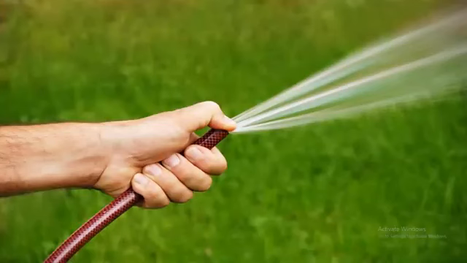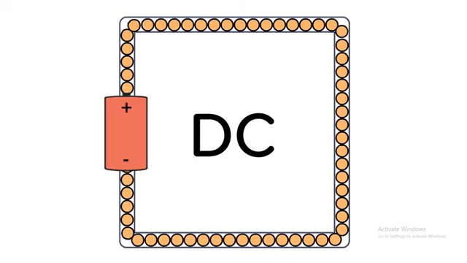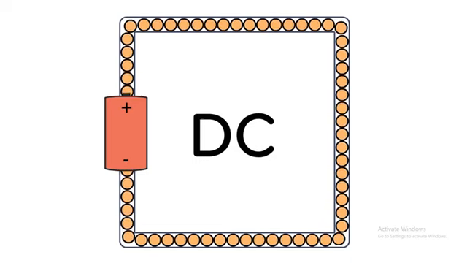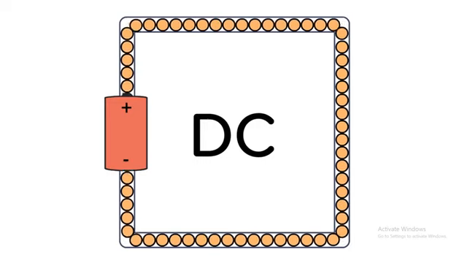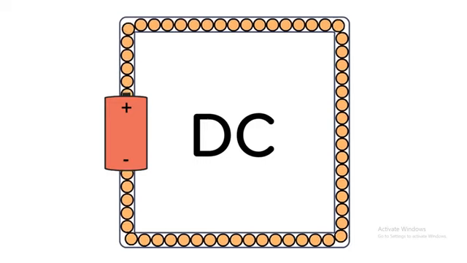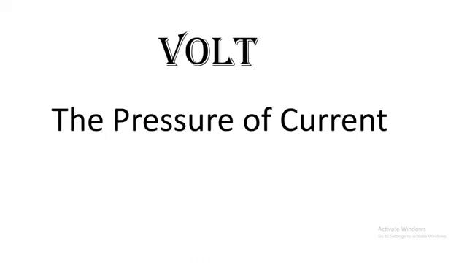You can see here when the water is flowing through a pipe and you keep a finger on the tip of the pipe, the water comes out under pressure. So here the pressure is called voltage. In electronics language, the pressure of these charges is called voltage. You can see here the electrons are flowing from the positive to the negative side. So the pressure of the electrons or the charges is called volt, the pressure of current is called volt.